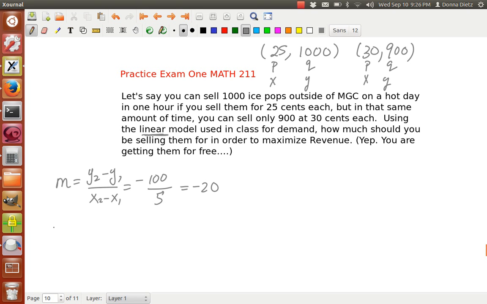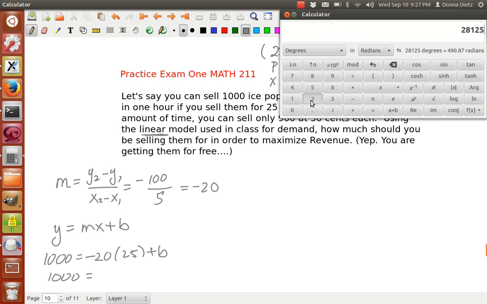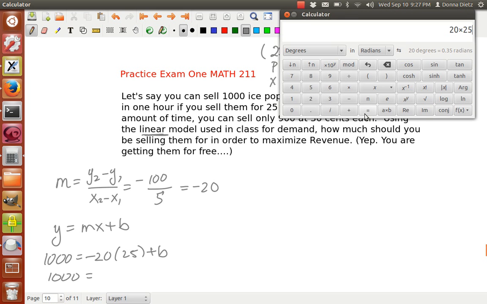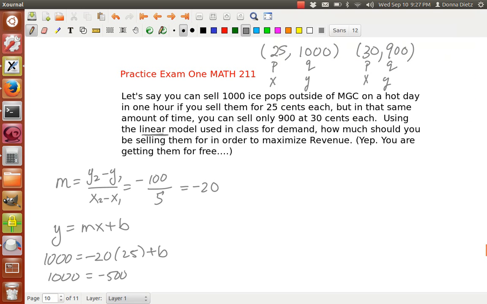All right, so Y equals mx plus b is the line we're trying to fit. And we can choose either point. So I'm going to just go ahead and choose that point because it's easier. Y is 1,000 is equal to mx plus b, solve for b. So 1,000 is, you can do this on your calculator, or go ahead. 20 times 25 is 500. So B is going to be actually 1,500.